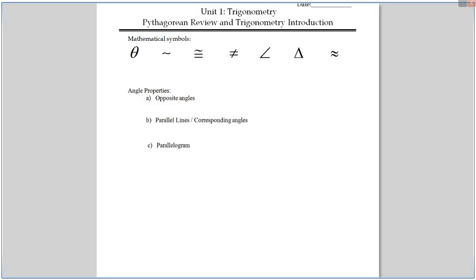Okay, so we're just going to do a brief introduction of trigonometry. There's some symbols that we need to recognize before we start. Okay, so this first symbol, it kind of looks like the Pepsi symbol. Does anybody know what that one's called? Yeah, good. So that's a Greek letter, and it's pronounced theta.